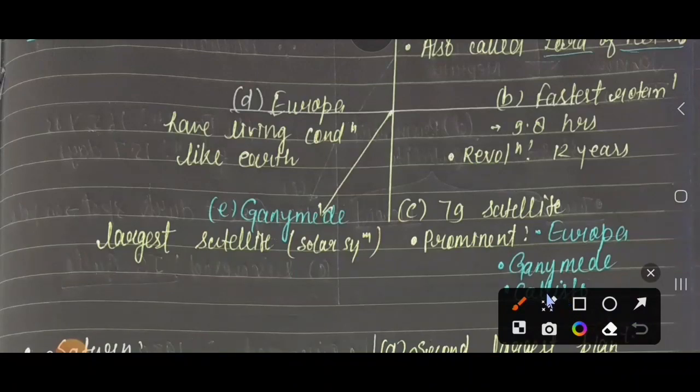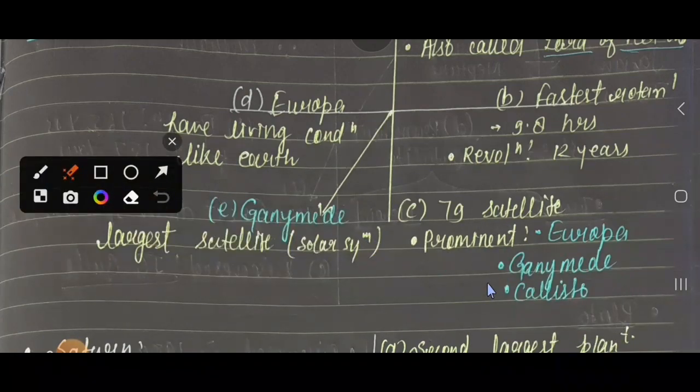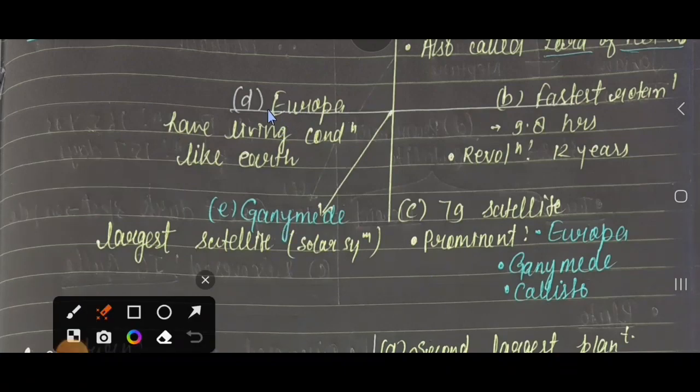And the C point is that it has 29 satellites, and the prominent ones are Europa, Ganymede, and Callisto. And the D point is that Europa has living conditions like Earth. Okay, and this is also a very important question, because we can say that Europa has living conditions, meaning life can be possible on Europa, which is a satellite of Jupiter. Okay, and the E point is that Ganymede is the largest satellite of our solar system. D and E points are very important.